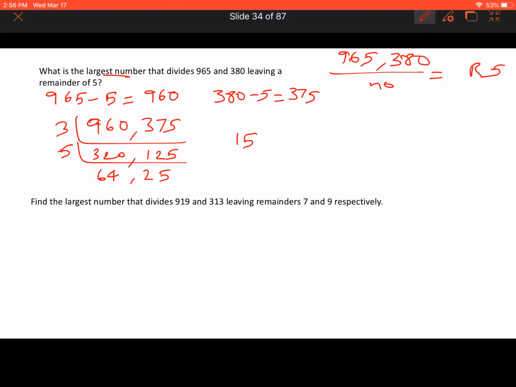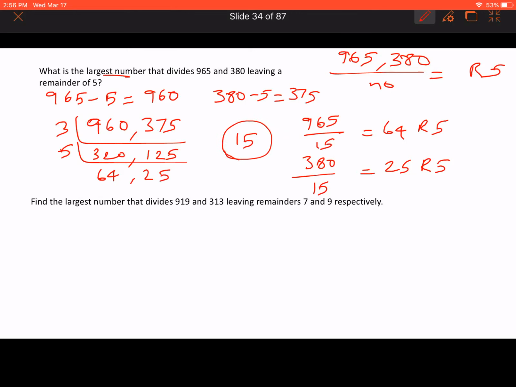So 15 is the largest number which divides 965 and 380. It will give you 64 remainder 5 when it divides 965, and when it divides 380, it will give 25 times remainder 5. So 15 is the answer, the largest number that divides 965 and 380, leaving a remainder of 5.